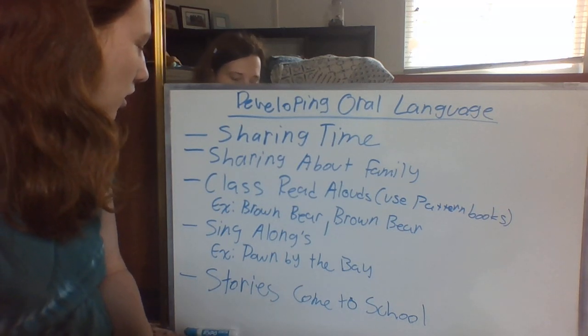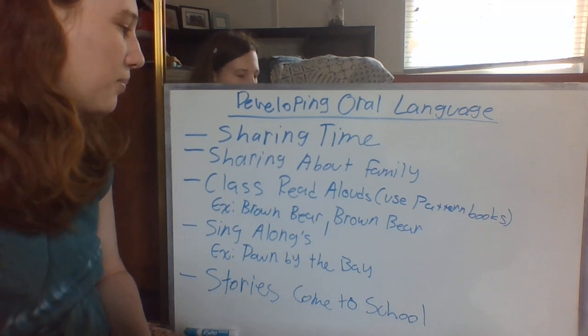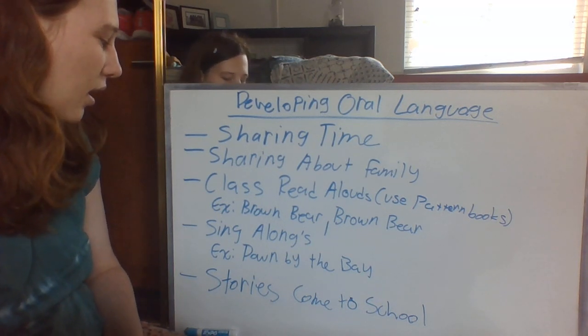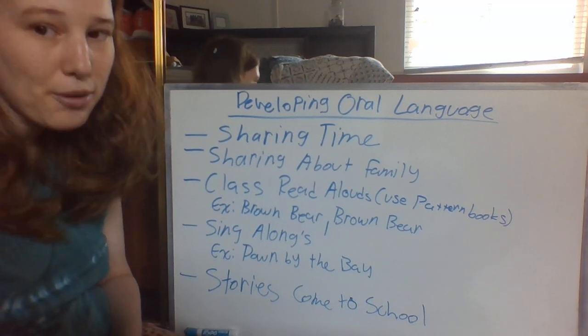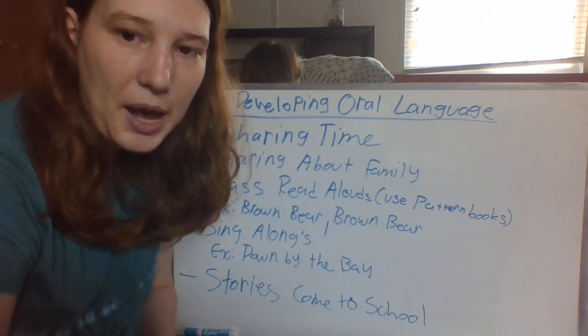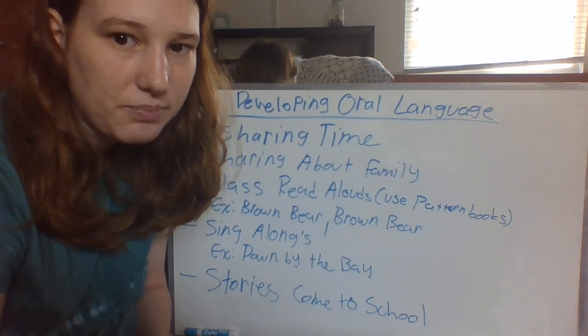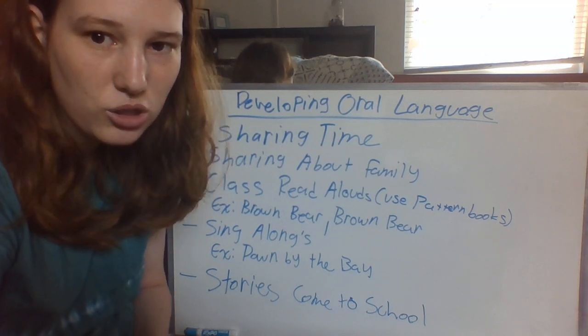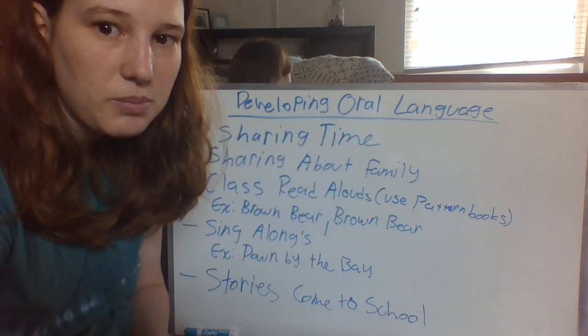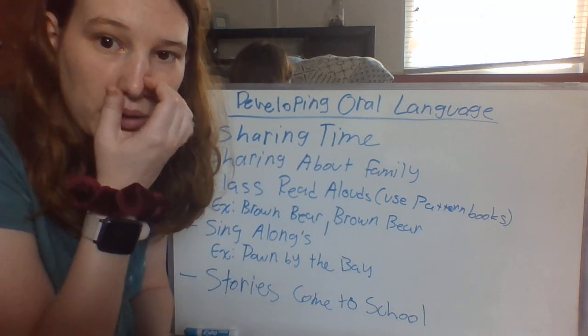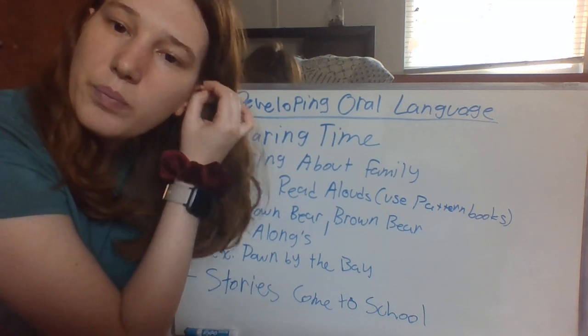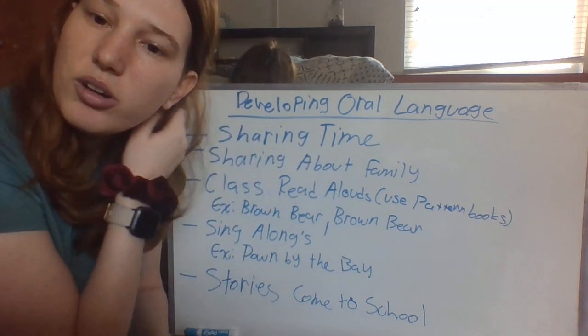Next one that I thought of was class read alouds by using pattern books. For example, using Brown Bear, because the pattern is easy, and two, once you read it three or four times, students are already going to know what the pattern's going to be, and then you can start calling on students to maybe try to read aloud the words.